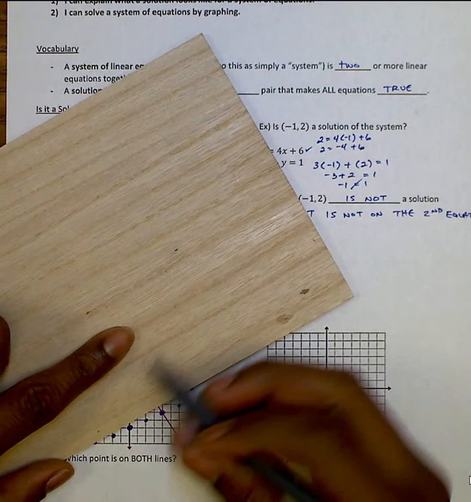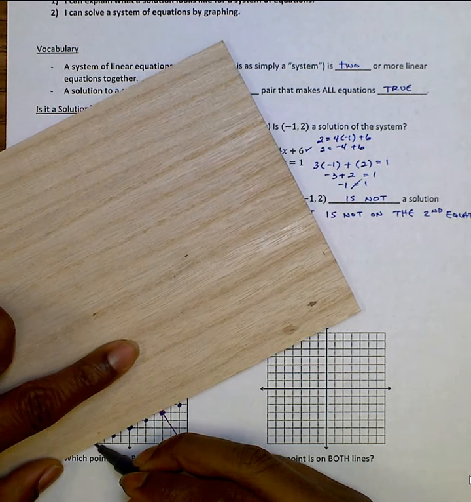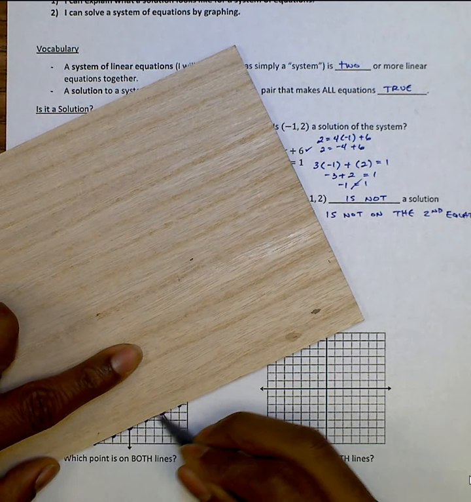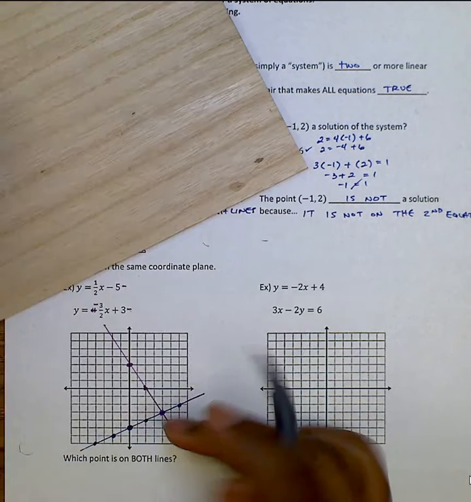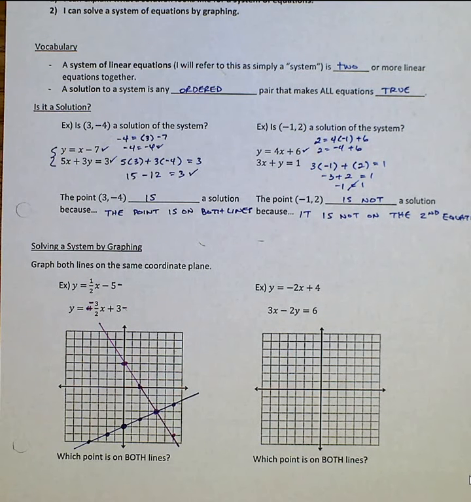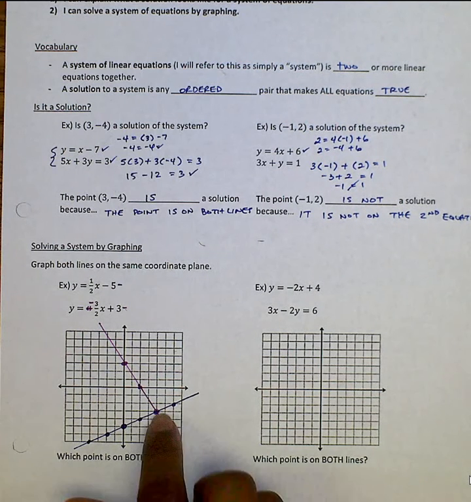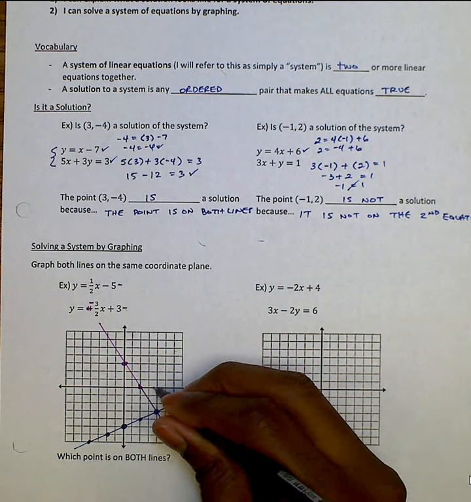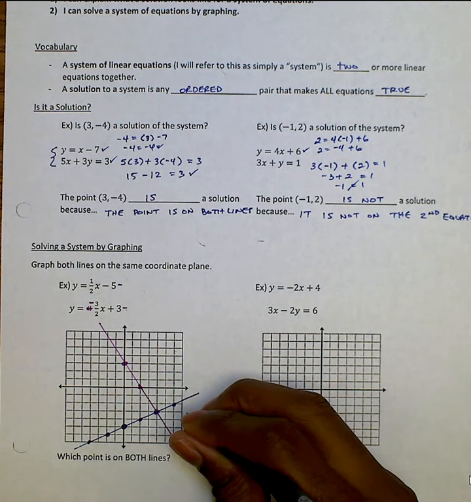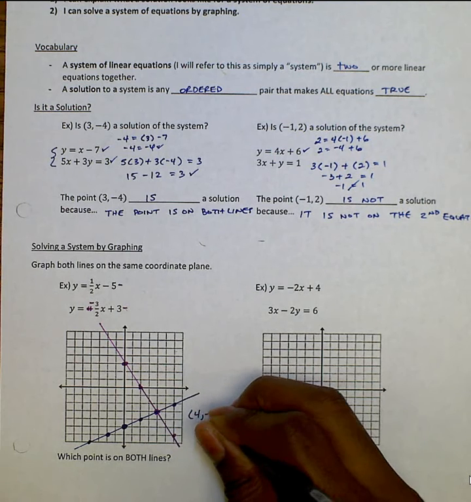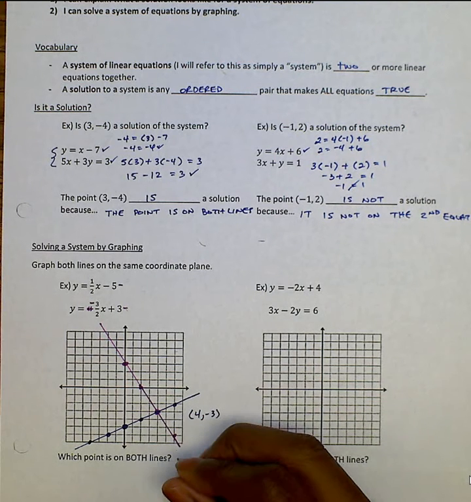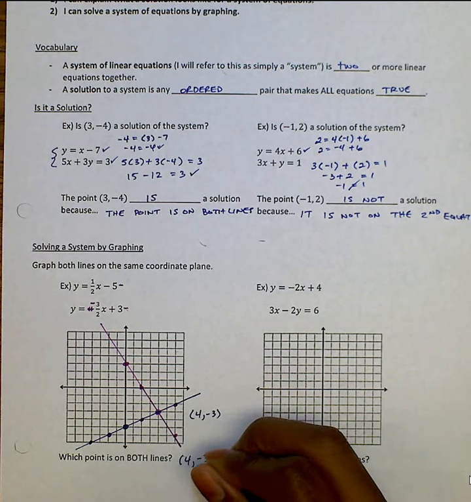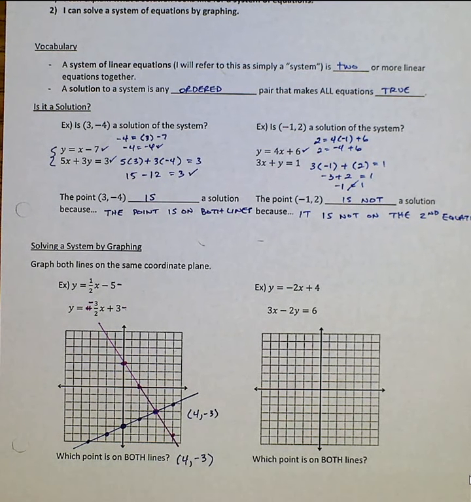Line through here. If I can get it all set up. All right, so we have both lines graphed. You see that they both intersect at this point. They intersect at the point 1, 2, 3, 4, negative 3. Which point is on both lines? The answer is 4, negative 3. This is the solution to our system. The solution happens where both lines meet.